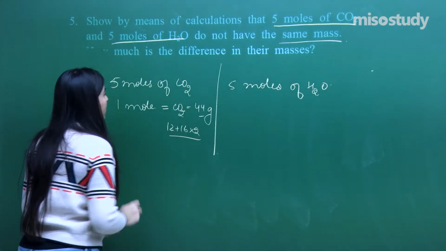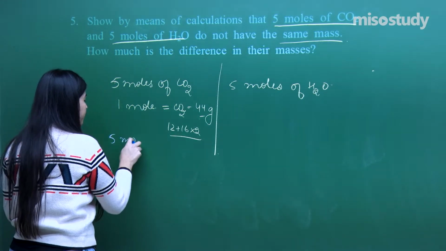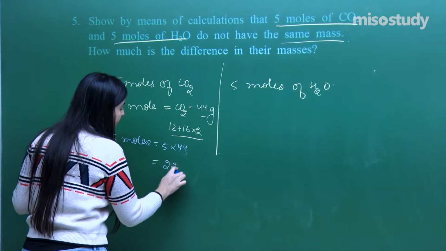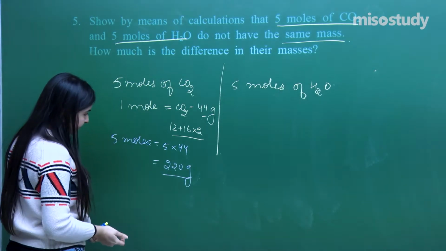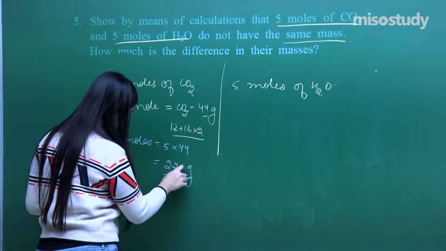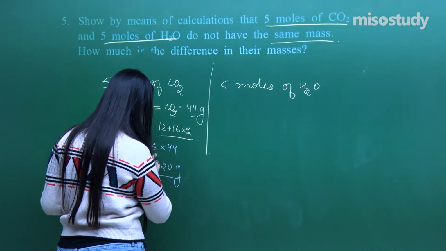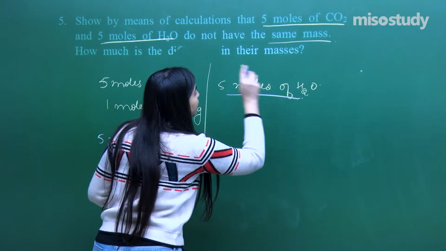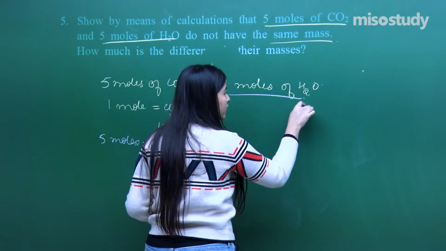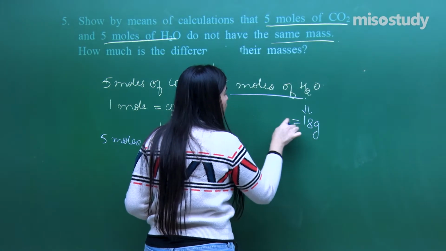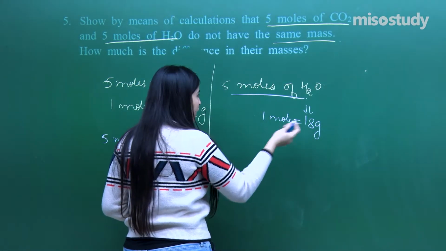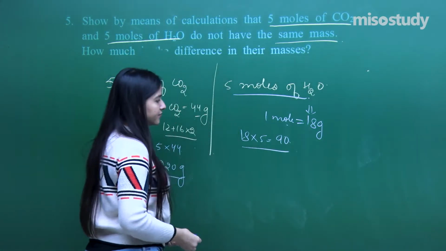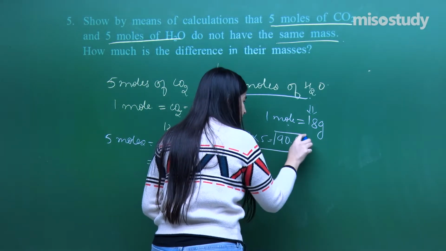Now, this is the molar mass for 1 mole. For 5 moles it will be 5 into 44. How much? 220. Let me check the calculations right here. Right, 220 is the answer. Fine. 5 moles of water. Now, what is the molar mass for water? We just calculated it: 18 grams corresponding to 1 mole. 5 moles will be 18 fives are 90. So this is going to be 90 grams.